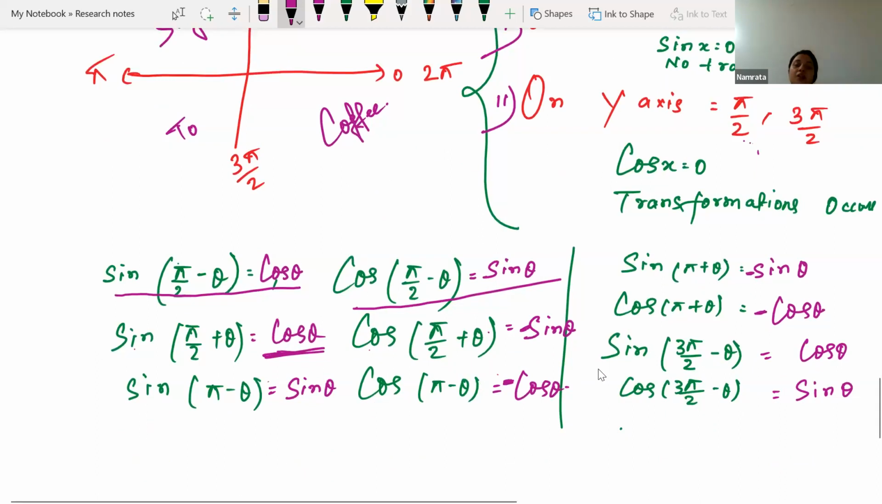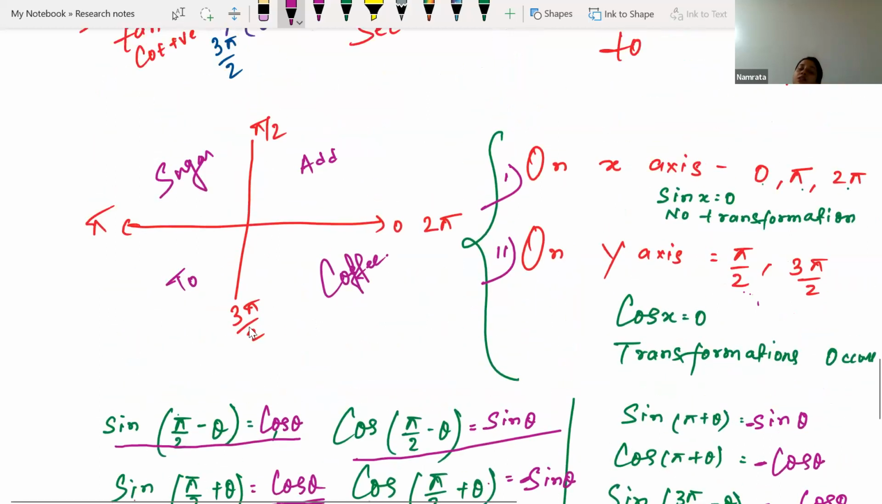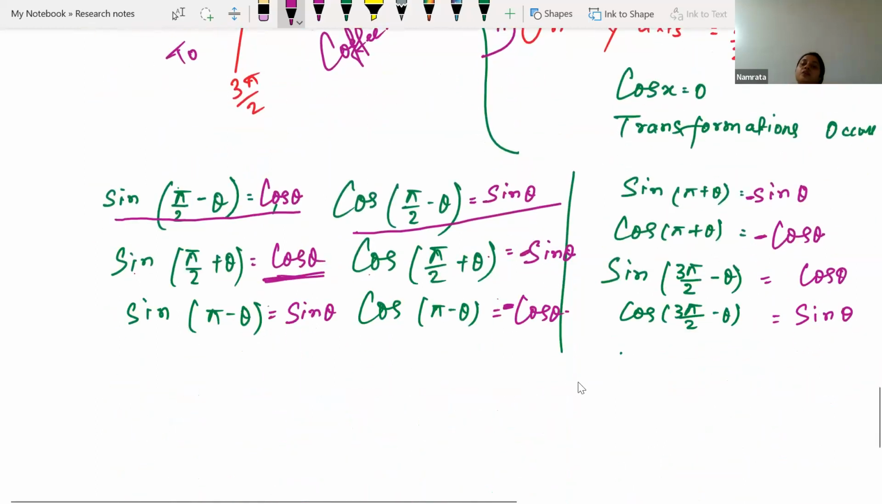Yes, ma'am. Similarly, sine of 3 pi by 2 minus theta and cos of 3 pi by 2 minus theta. Here, still we are talking about the third quadrant. In the third quadrant, everything is negative except tan and cot, so it will be negative. We have to keep in mind where the transformation occurs: the angles 0, pi, 2 pi give no transformation, and pi by 2, 3 pi by 2 give the transformation, okay?